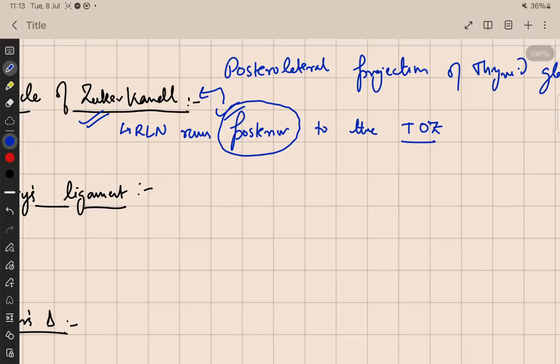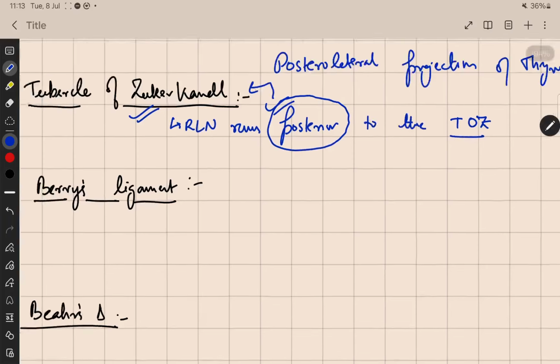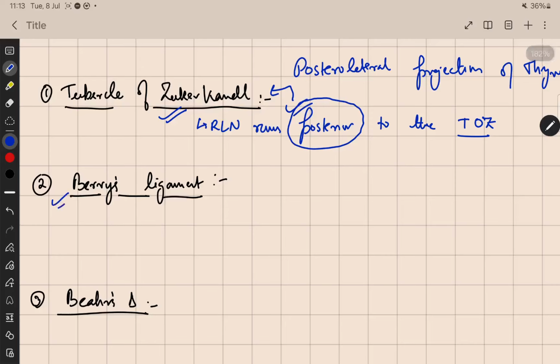Second is Berry's ligament. This ligament is responsible for the up and down movement of the thyroid gland with deglutition. As we all know, for examination of thyroid gland, one of the most important tests that we do is we ask a person to swallow. If the swelling moves up and down with deglutition, that means it is related to thyroid gland. Otherwise, it is not. This happens because of the attachment of Berry's ligament. Berry's ligament is a condensation of pretracheal fascia.